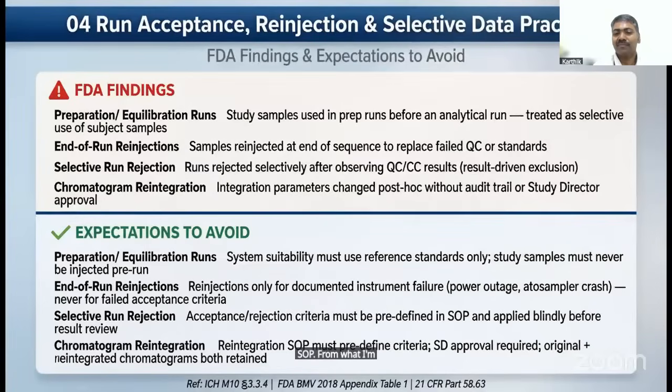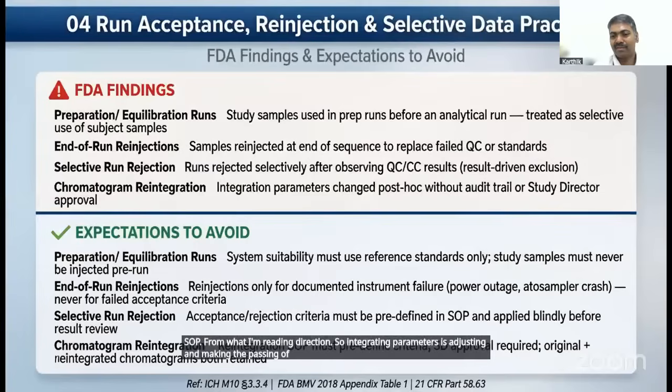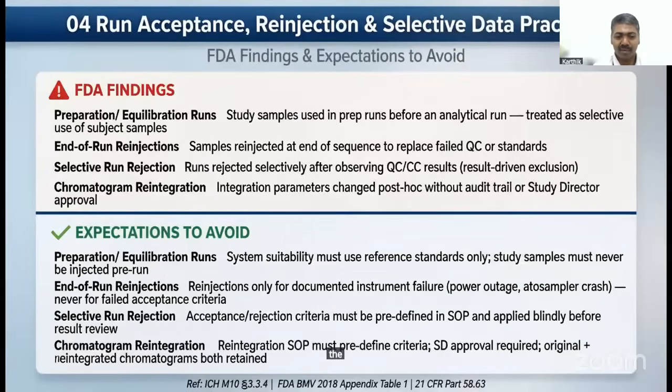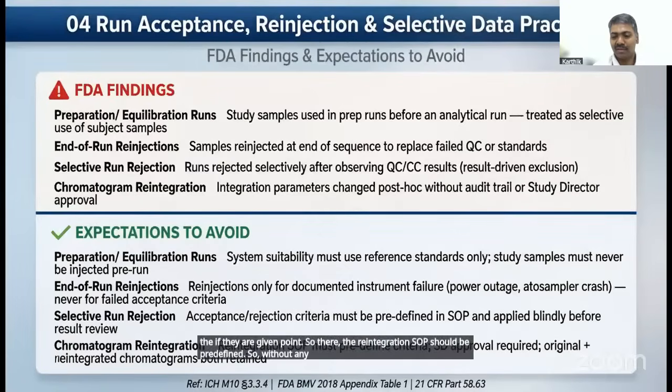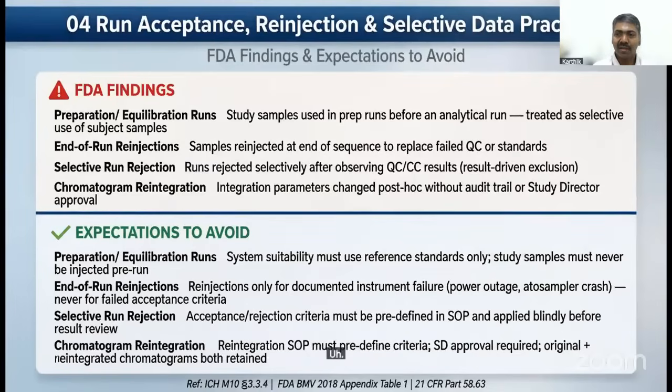Chromatogram reintegration: adjusting the integration parameters and making the parameters pass without any approval from the study director, or by switching off the audit trail. If they do such things, the FDA has given a finding. So the reintegration SOP should be predefined. Without study director and QA approval, reintegration cannot be performed. And if reintegration is performed after getting approval, both the original and the reintegrated chromatograms should be submitted to the regulatory authority. That way we can avoid the FDA finding.